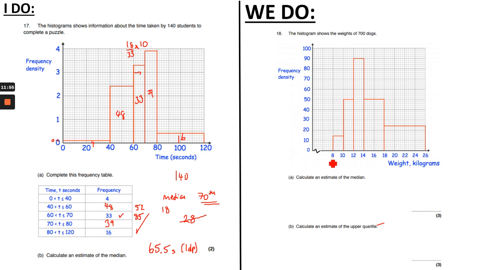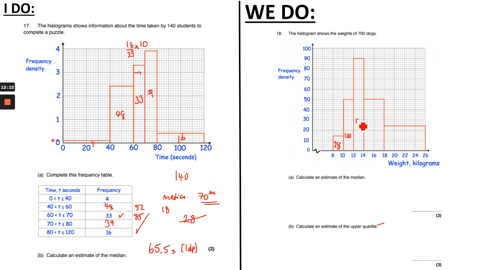Okay, so for this one, let's go through the process again. So we've gone 2, 4, 6, 8, 10, 12, 14. So we're going to do 2 times 14. That's going to give me a value of 28. The next one is 2 times 50. That's going to give me a value of 100.